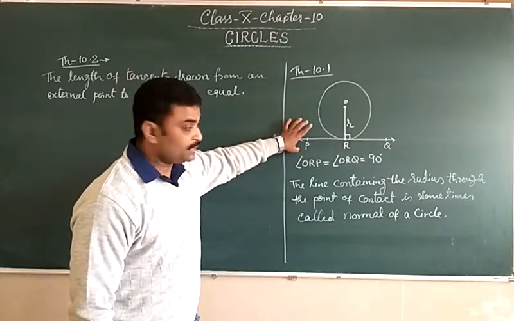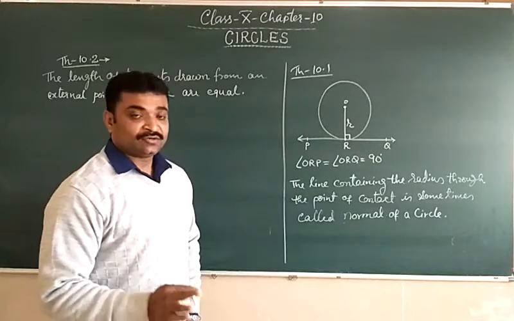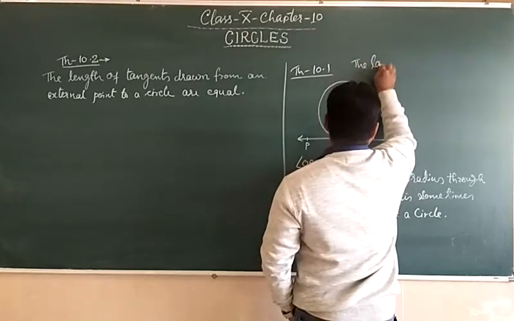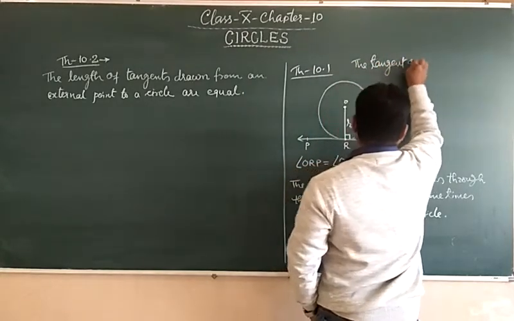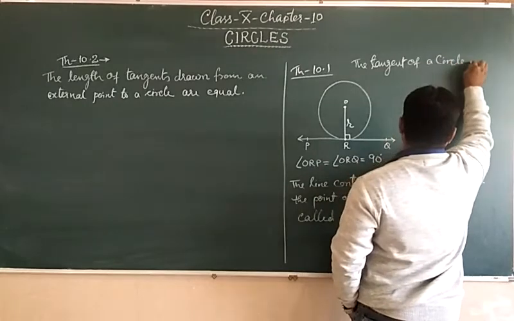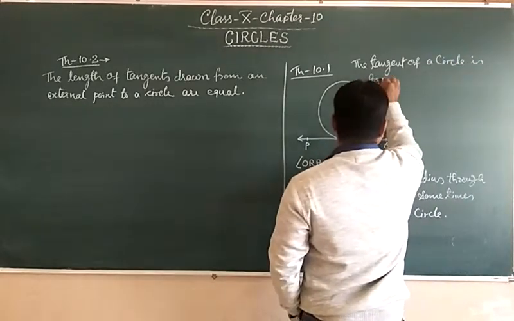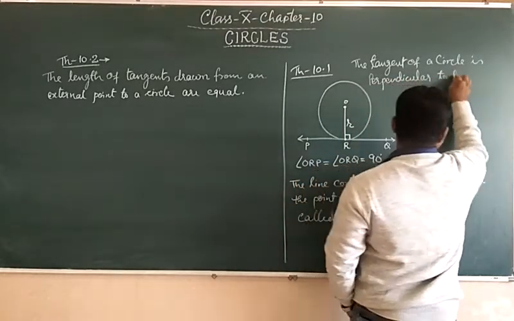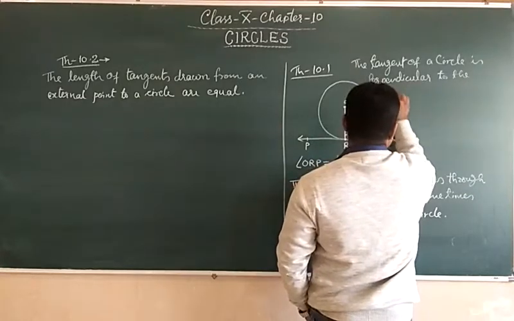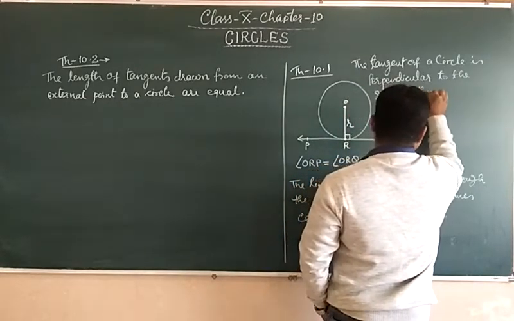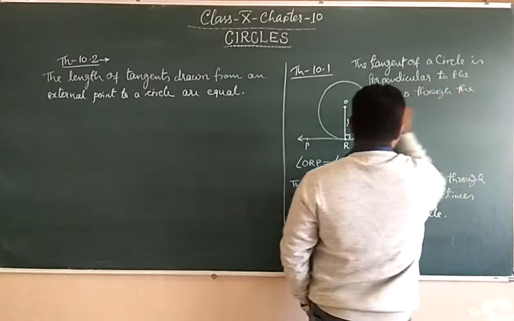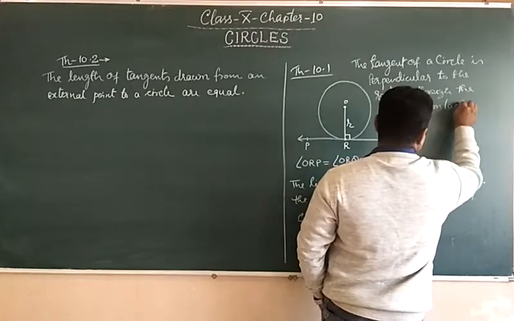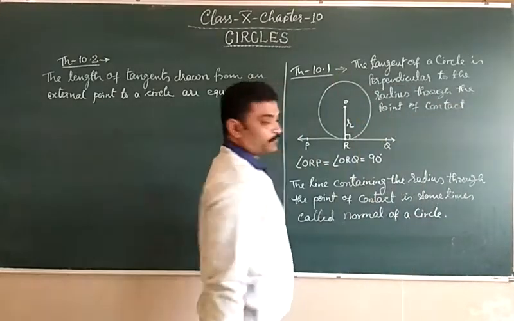Theorem number 10.1 is: the tangent of a circle is perpendicular. I am writing here. The tangent of a circle is perpendicular to the radius through the point of contact. It is theorem number 10.1.